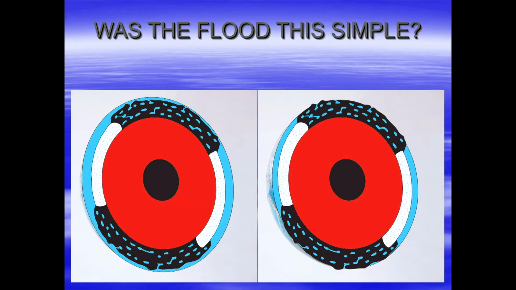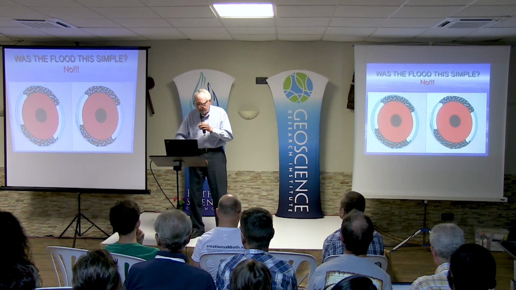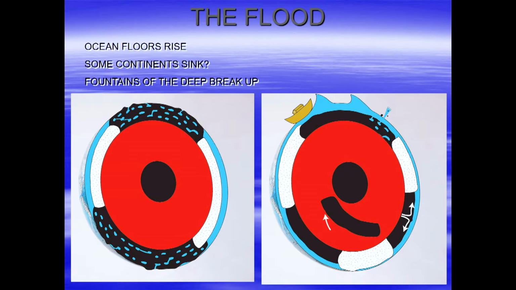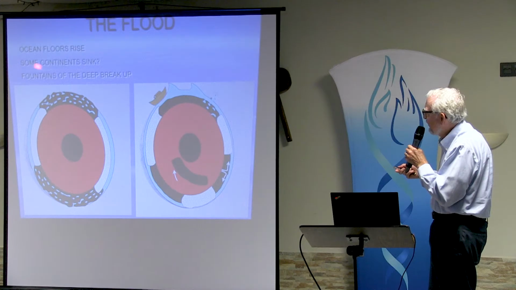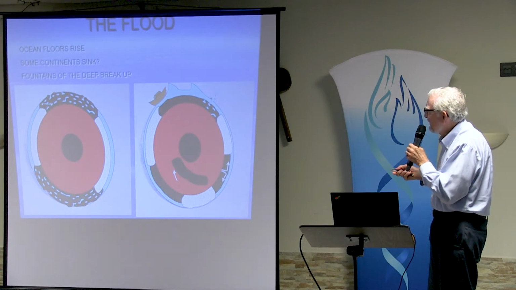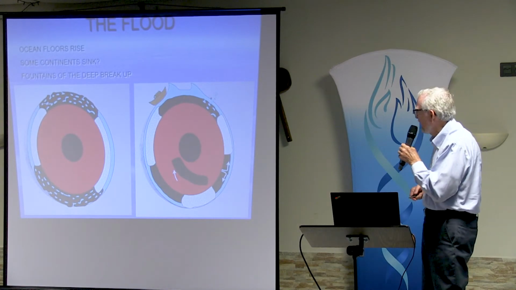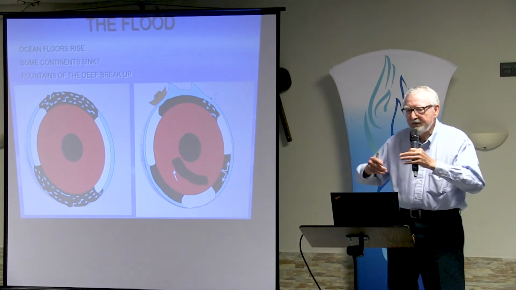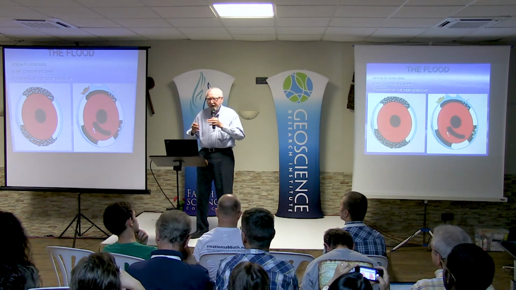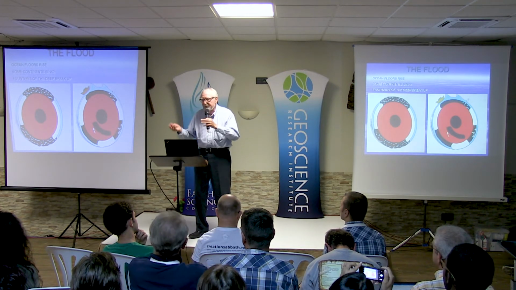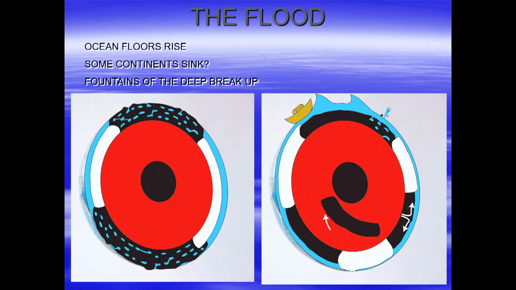Was the flood that simple? Absolutely not. It was a very complex event. So how do you cover the continents with water? Well, the ocean floors had to rise and/or the continents sink. And then the fountains of the deep break up. So what was that? We'll talk a little bit about what that might be. You can't cover the land with lots of rain, because it will run off and it's just a cycle. You need something much more, like ocean floors rising and/or continents sinking.